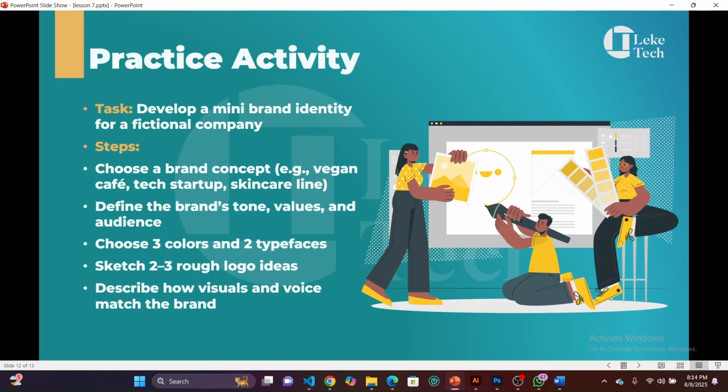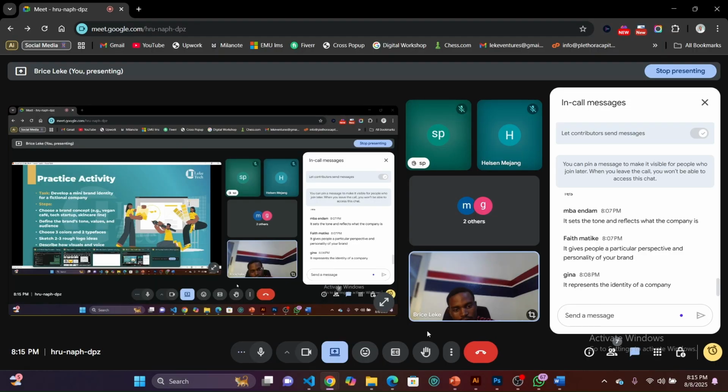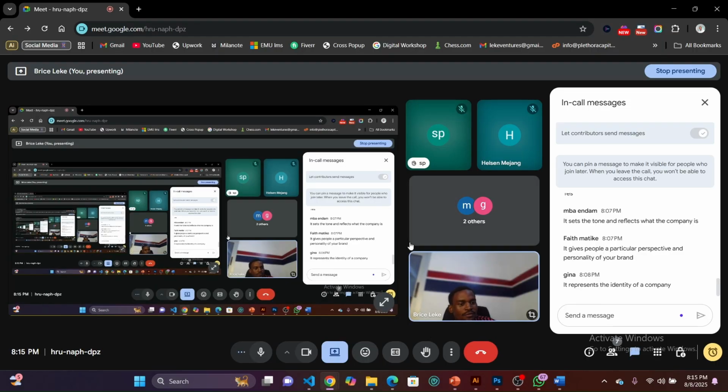And you're also going to describe how this logo and this flyer, which you're supposed to have done like 2 classes before, match the voice of the brand. So, was it clear enough? Was it well explained enough?